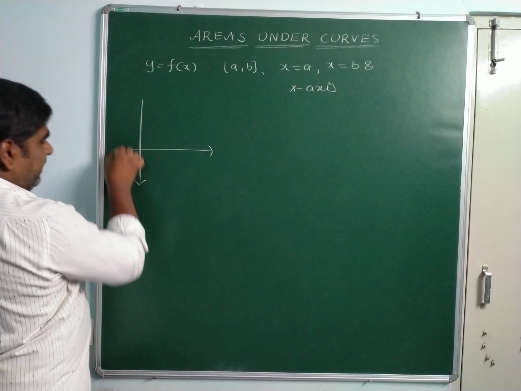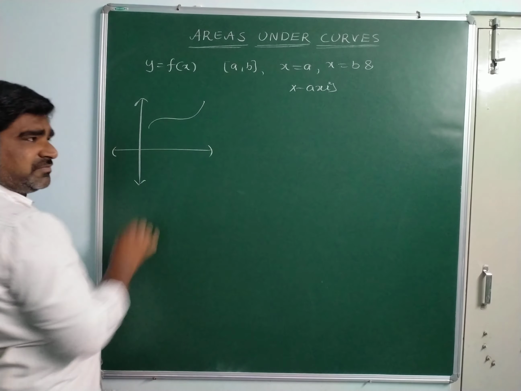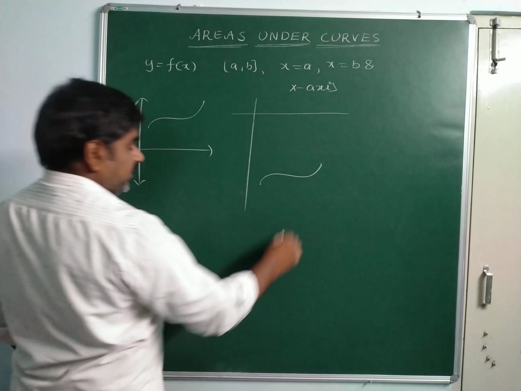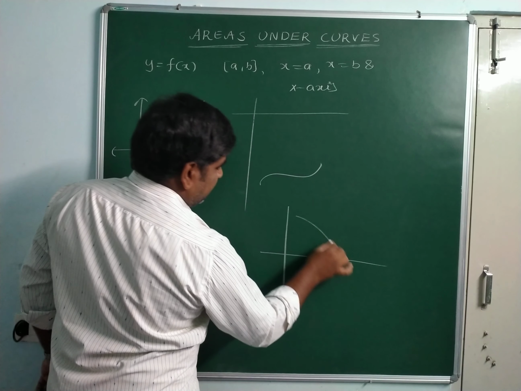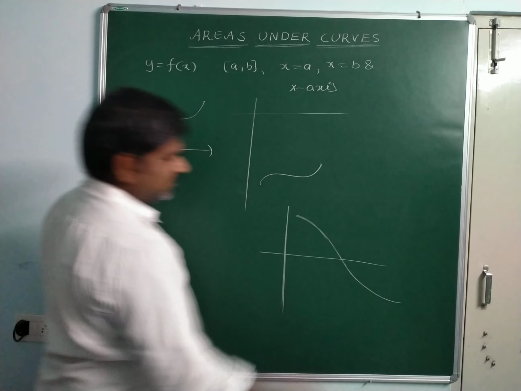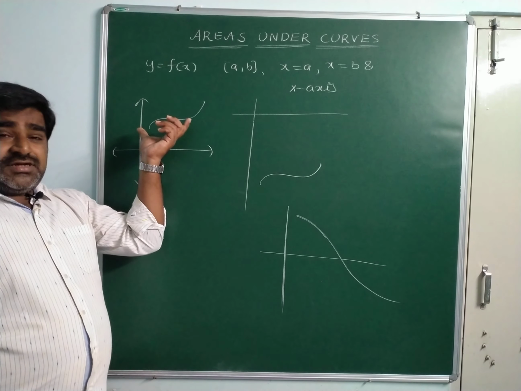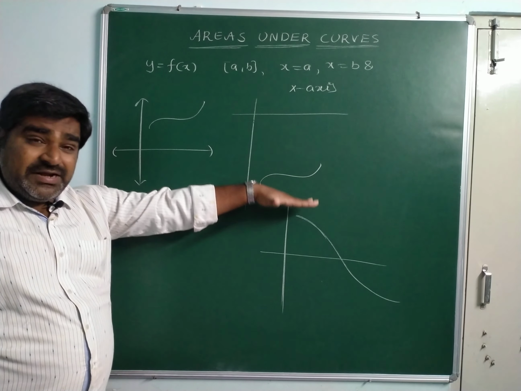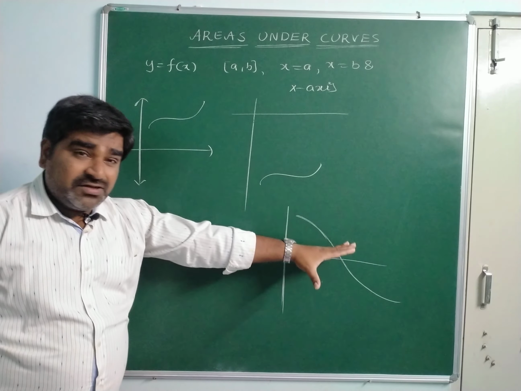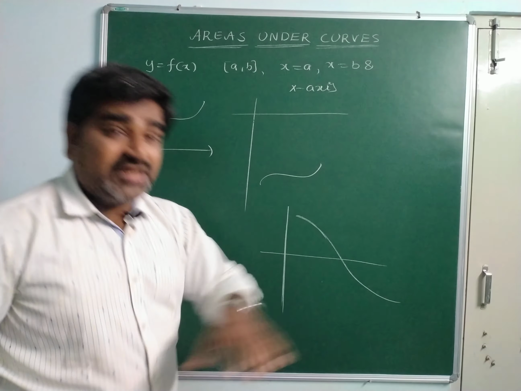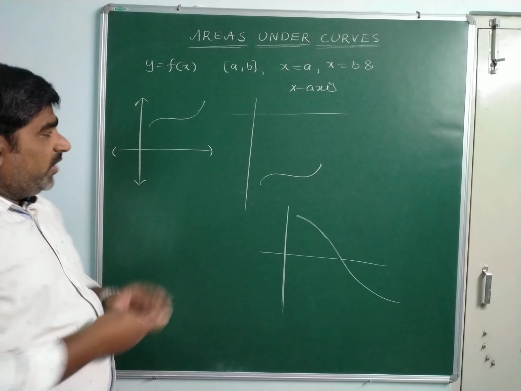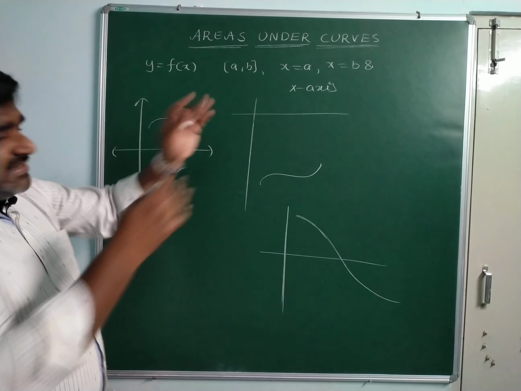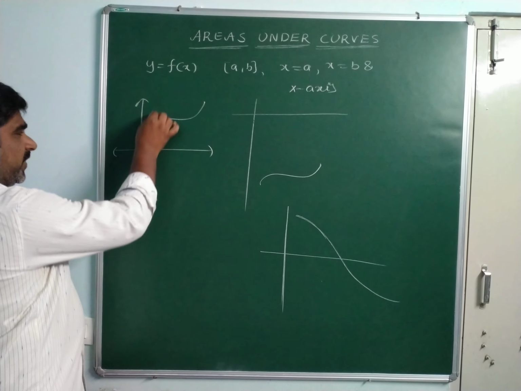So here three cases arise. The first case may be like this, the second case may be like this, the third case may be like this. In the first case, the curve y equals f of x lies completely above the x-axis. In the second, the curve f of x lies completely below the x-axis. In the third, some part of the curve lies above the x-axis and some part lies below the x-axis. In each and every case, how do you find the area under the curve between the lines x equals a and x equals b?